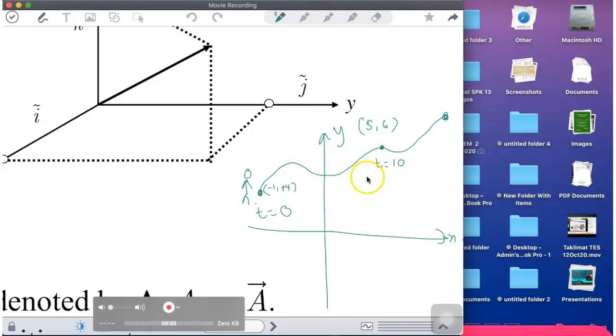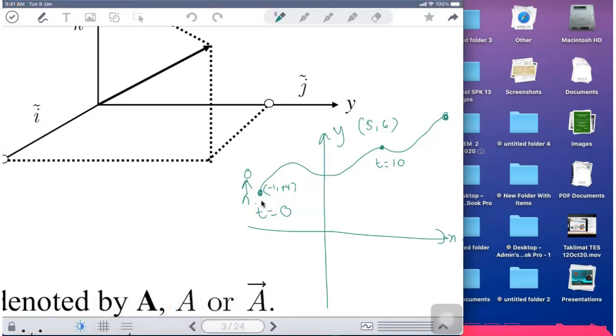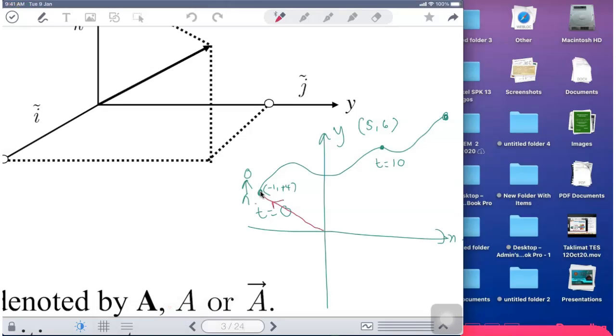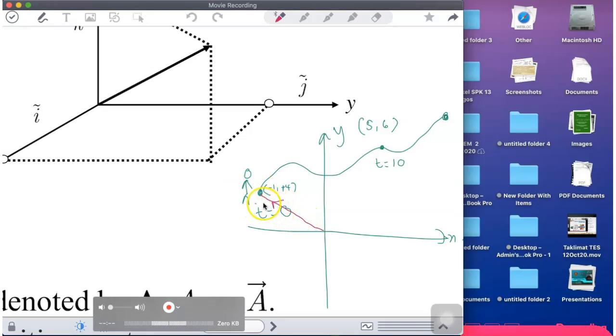So the position vector: let's say I'm taking your position when t equals 0. Where are you now? You want to represent the point in terms of a vector. So you have to draw a straight line, it must be a straight line, you have to use a ruler. That line passes through the origin and also that point. Because the vector has a direction, this arrow points to the point (-1, 4).